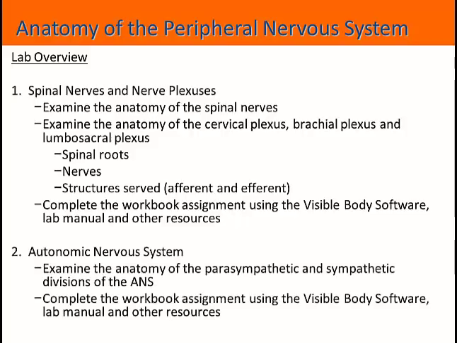The second part of the lab, we're going to look at the autonomic nervous system. And so again, we'll discuss the anatomy of both the parasympathetic and sympathetic divisions of the autonomic nervous system. And again, there is a workbook assignment there for you to complete using both the Visible Body software, the lab manual, and again, you might want to visit your textbook and any other internet resources that can help you with this.